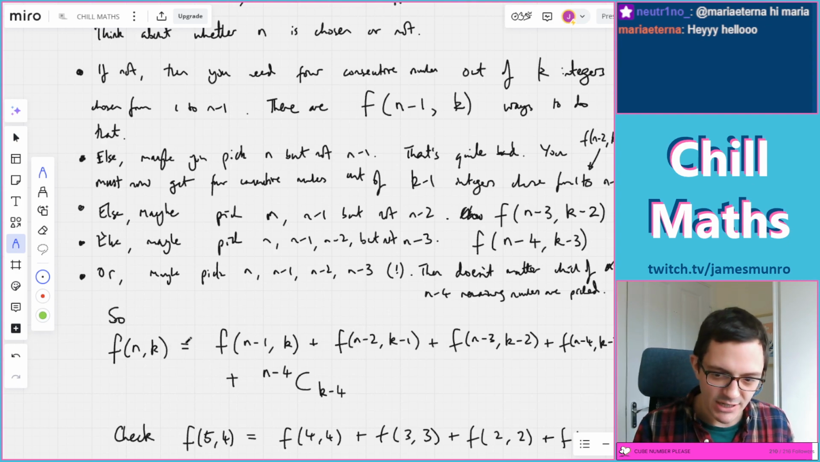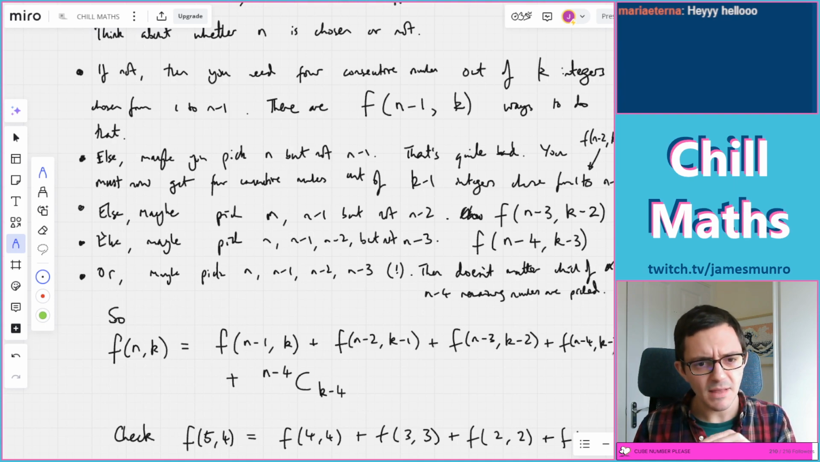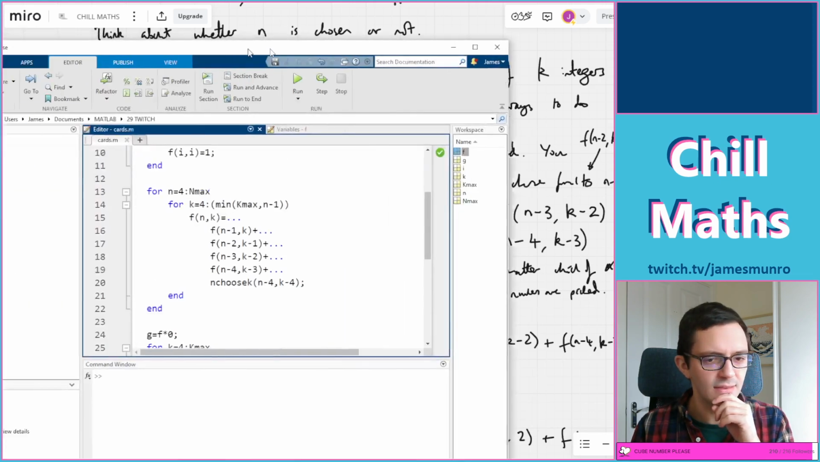So we have this kind of recursion relation that says the function value is equal to other values of the function using smaller inputs, which actually build cumulatively. So we wrote some pretty bad MATLAB code to do that, which looks like this.